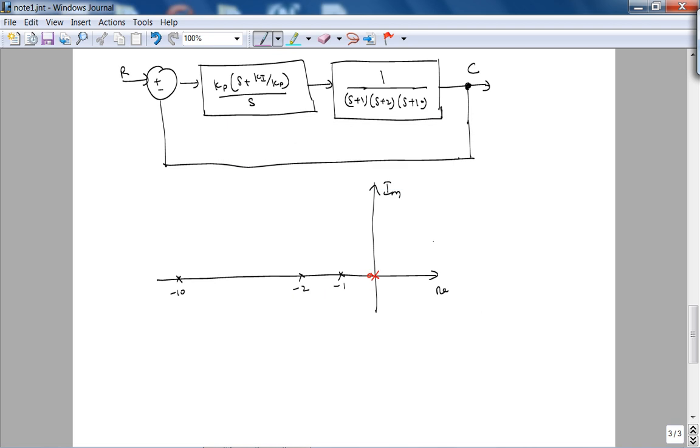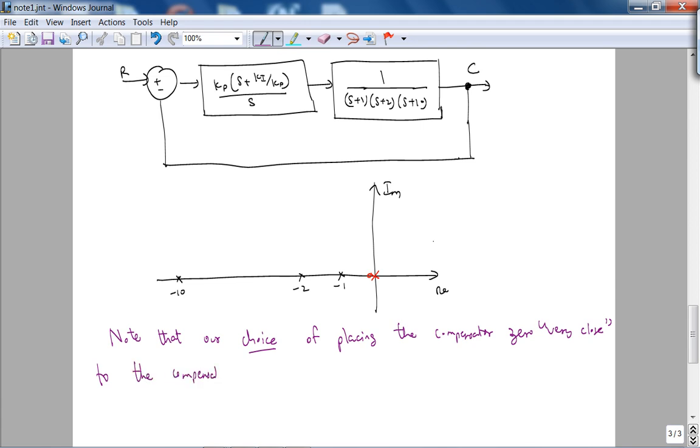let me write this in a different color. Note that our choice of placing the compensator zero very close, I'll put very close in quotes, and what is very close depends on the design constraint or the physical implementation constraints. Very close to the compensator pole implies that KP is going to be approximately equal to our K.